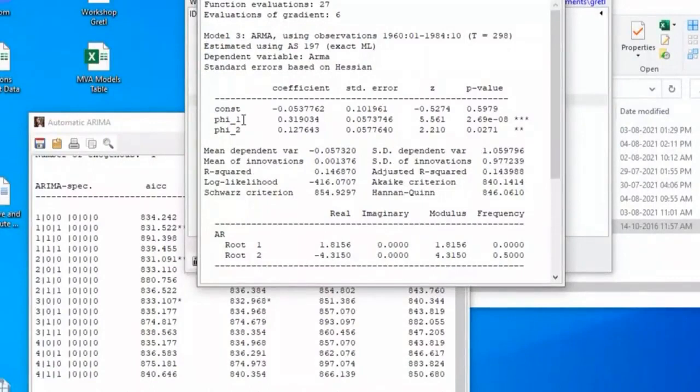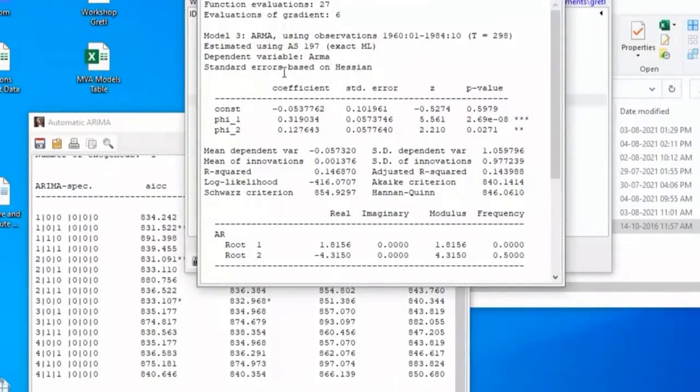Now in Gretl, remember, if we have a seasonal coefficient, then the seasonal AR will appear with a capital phi. Okay. And the non-seasonal MA will appear as theta. So we will have theta 1, theta 2 and so on. And the seasonal MA coefficient will appear with a capital theta. So remember that.